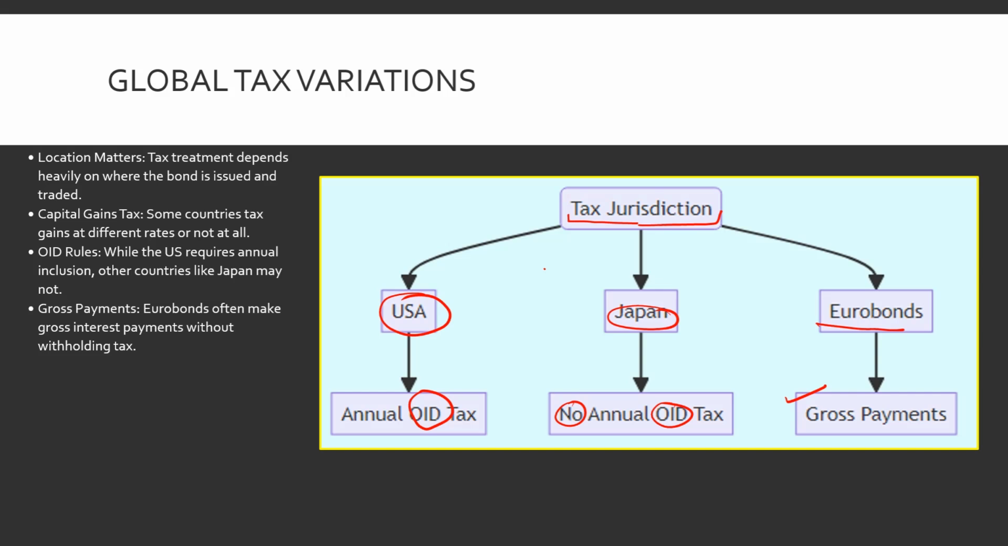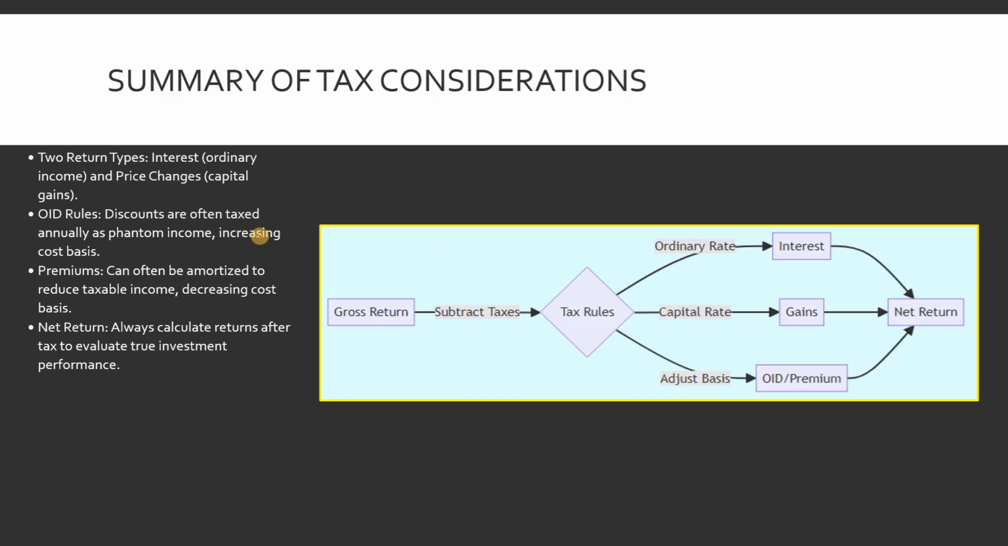Summary of tax considerations. To summarize, fixed income taxation is built on two pillars: interest and price changes. We've learned that OID bonds create phantom income but allow for a cost basis step up, while premium bonds offer an amortization benefit that reduces taxable income. The ultimate goal for any investor is the net return. You must always calculate your returns after tax to evaluate the true performance of your portfolio.